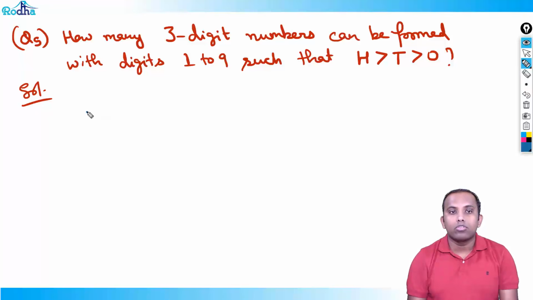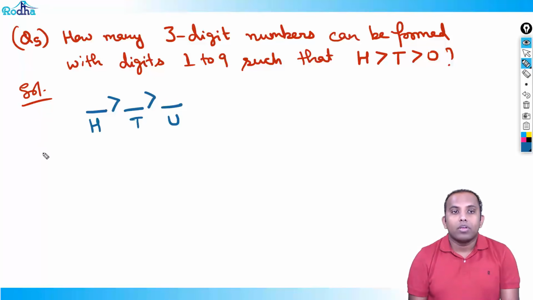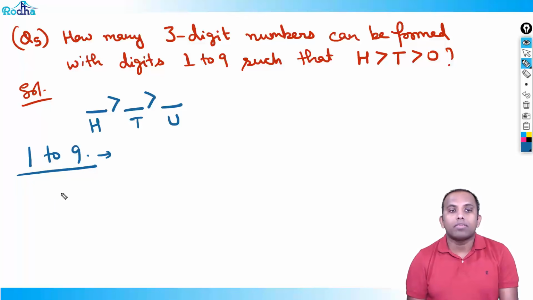Now see here. So this is a 3-digit number: units place, that is ones place, tens place, hundreds place, right? So hundreds place should be greater than tens, tens should be greater than units or ones, right? So directly, there are 1 to 9 numbers available here. From the 9 numbers available, I have to select any 3 numbers. So I can select any 3 numbers in 9 C3 ways.